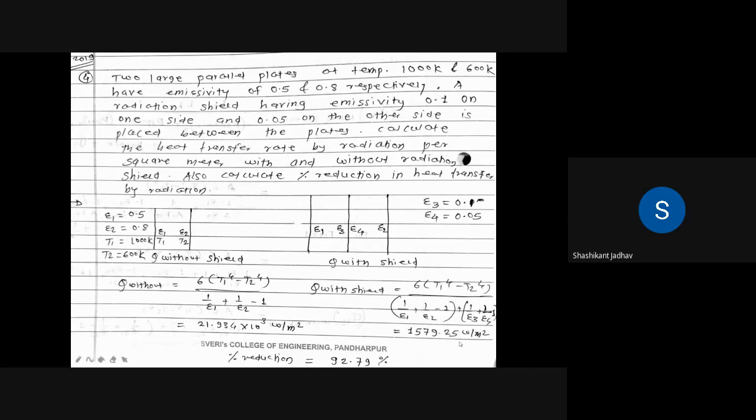Full stop. A radiation shield having emissivity 0.1 on one side and 0.05 on the other side is placed between the plates. Full stop. So this is the difference in this problem. In this problem, they have given the emissivity of one side and the emissivity of the other side.